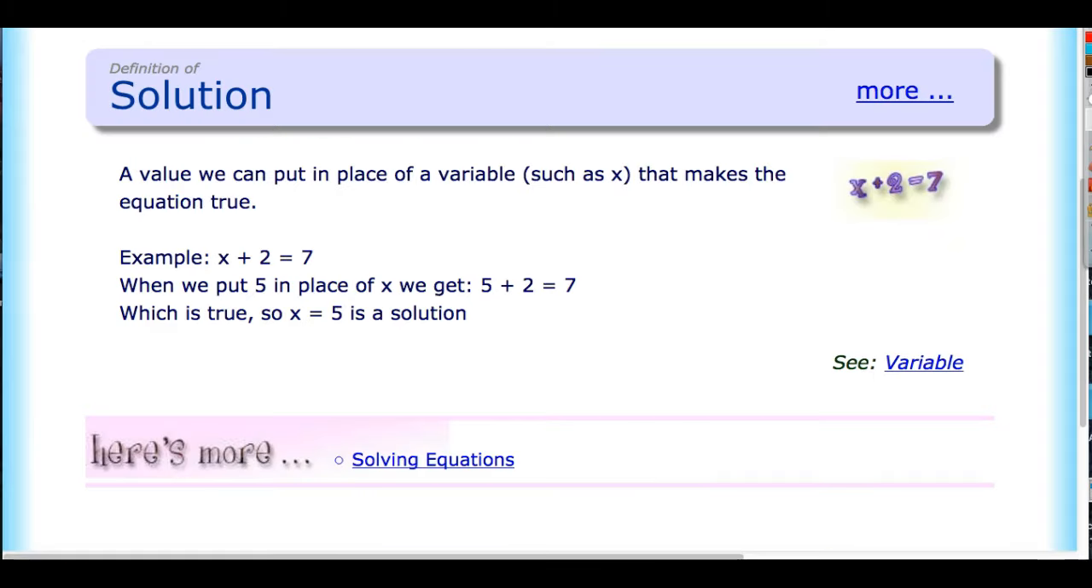What is a solution? A solution is a value we can put in place of a variable, such as x, that makes the equation true. For example, x plus 2 equals 7, then x is 5. 5 is a solution because 5 plus 2 is 7. 7 equals 7. Something that makes the equation true. So something that works in the equation.